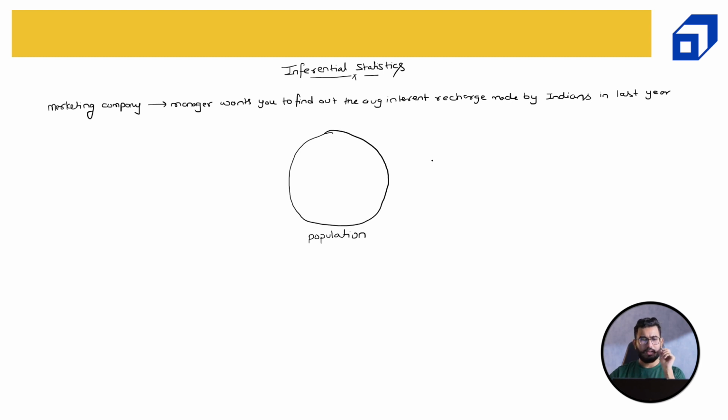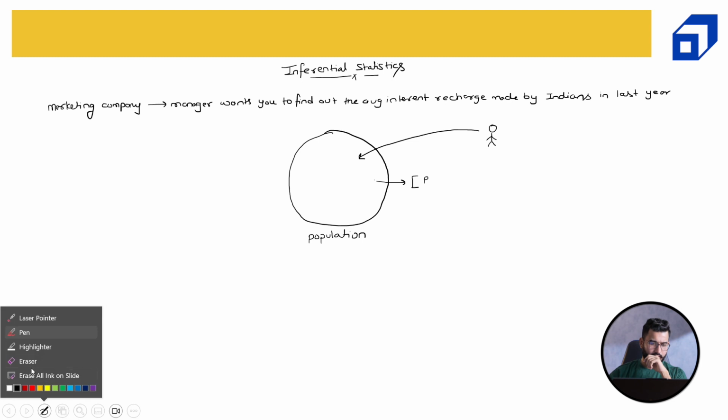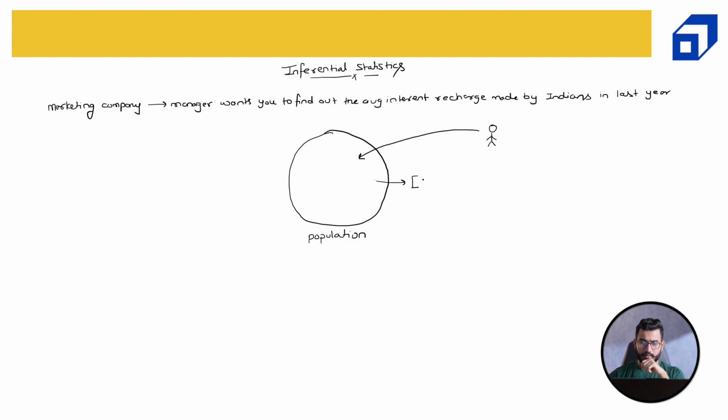Now in order to find out this answer, what will you do? Let's say this represents you. You will basically reach out to each and every individual. You will collect the data. So let's say the recharge done by person number 1 is R1, then R2, then R3, and so on till R, let's say 150 crore.